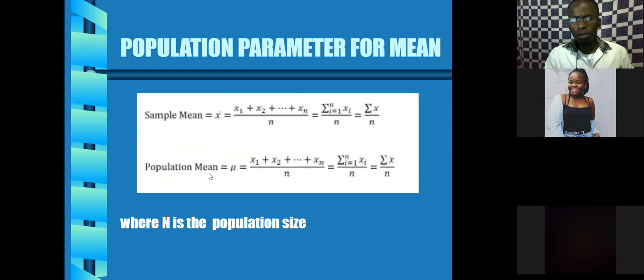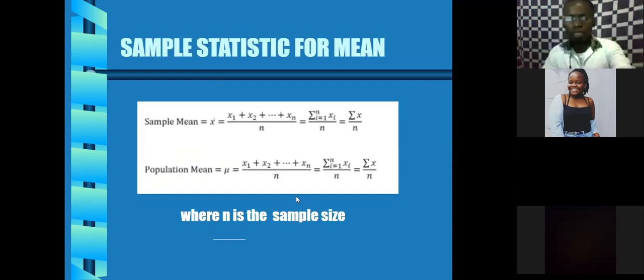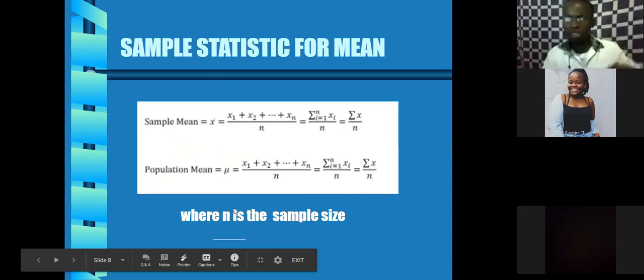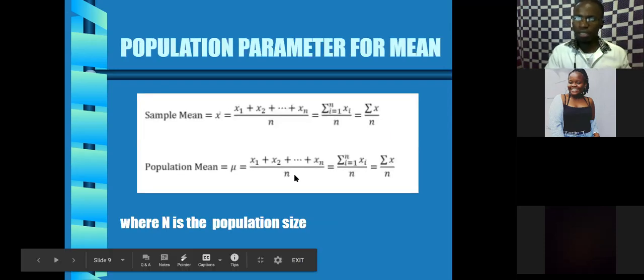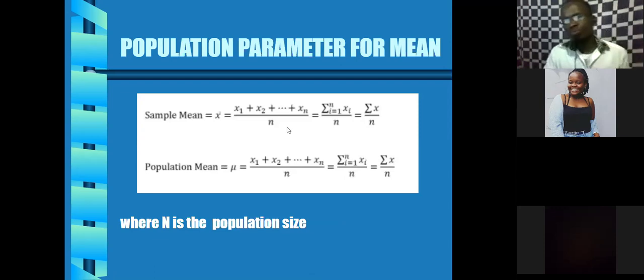Okay, so in the first part, this n is representing the sample size. In this case, for the sample mean, the n represents the sample size, and for the population mean, the n represents the population size. So this one is sample size, and this one is population size. What the n represents depends on what exactly you're calculating, whether it is the sample mean or the population mean.